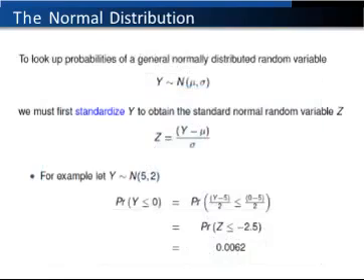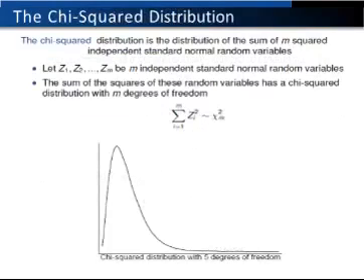To look up probabilities of a general normally distributed random variable y with mean mu and variance sigma squared, we must first standardize y to obtain the standard normal random variable. Thus z is computed by subtracting mu from y and then dividing by sigma. In the example, we get -2.5 by standardizing it. Thus, the probability is 0.0062.